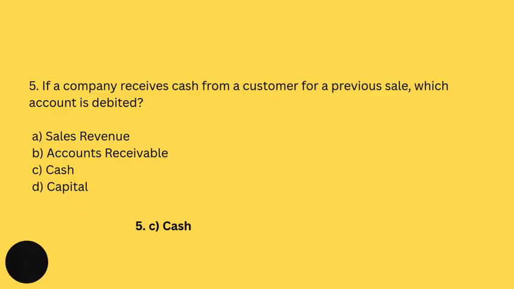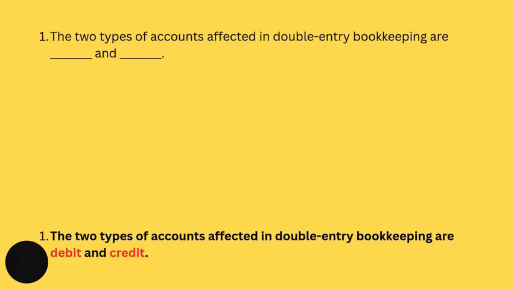Next, we will delve into the two types of accounts affected in double entry bookkeeping. Section 2 is fill in the blanks. As we dive into double entry bookkeeping, let's focus on the core components involved. The two types of accounts that are crucial in this system are debit and credit.